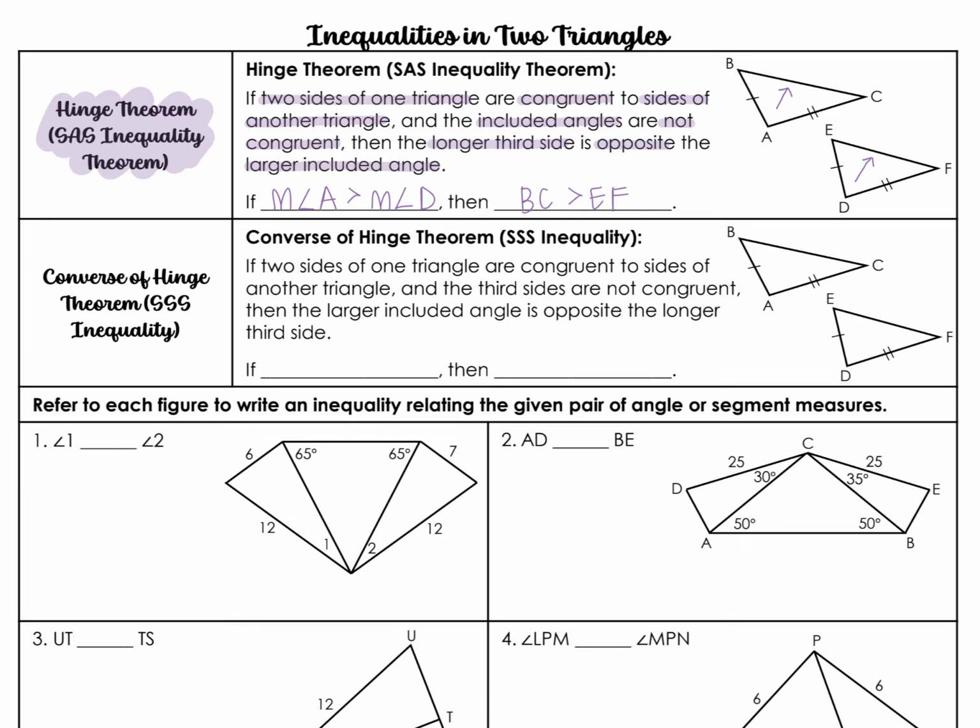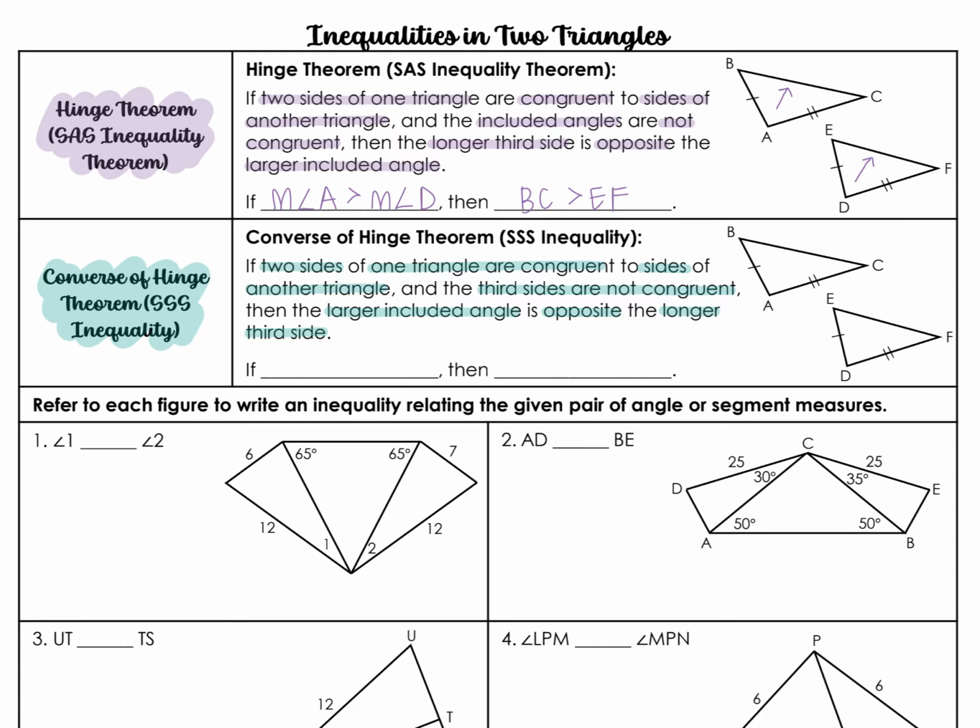Then we have the converse to that theorem, which is our side inequality. In this one, if two sides of one triangle are congruent to two sides of another triangle, and the third sides are not congruent, then the larger included angle is going to be opposite the larger third side.